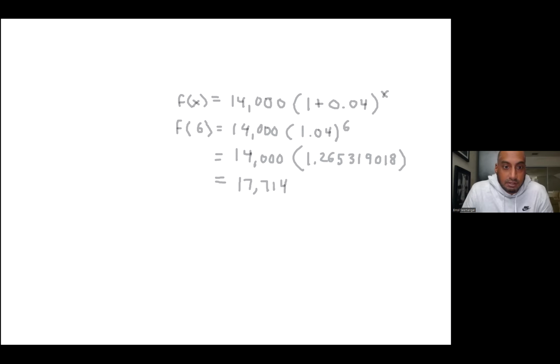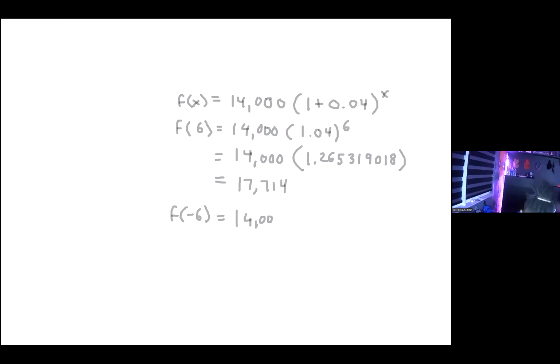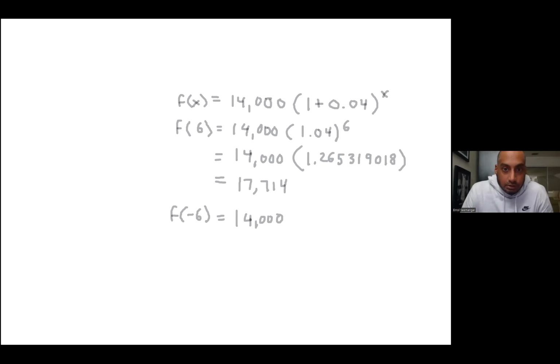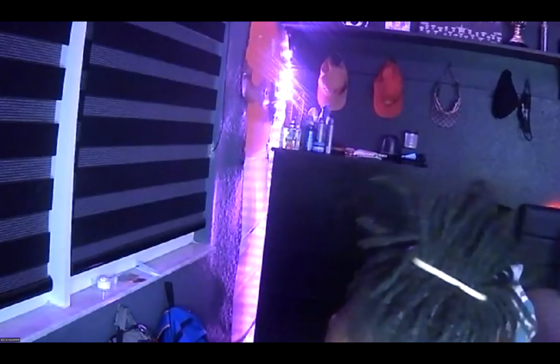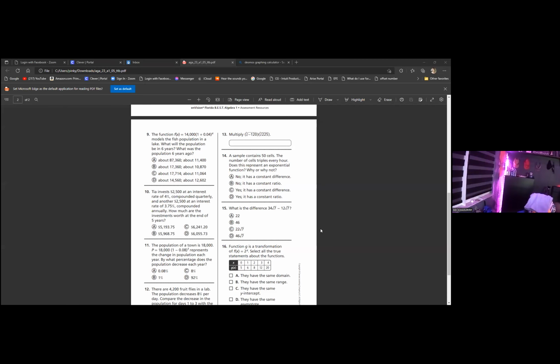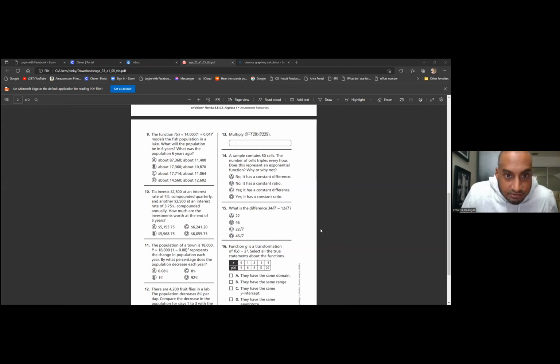Same idea on the f of negative 6. Here's the answer on the first one, 17,714. Answer on the second one, same idea, 14,000. The answer is C. Number 9. Yeah, it's probably going to be C. We're going to check that 11,064 right now. But it looks like it's C so far. Let me go back to the whiteboard and show you the whole thing. It looks like it's C though, because that first answer automatically looks right.